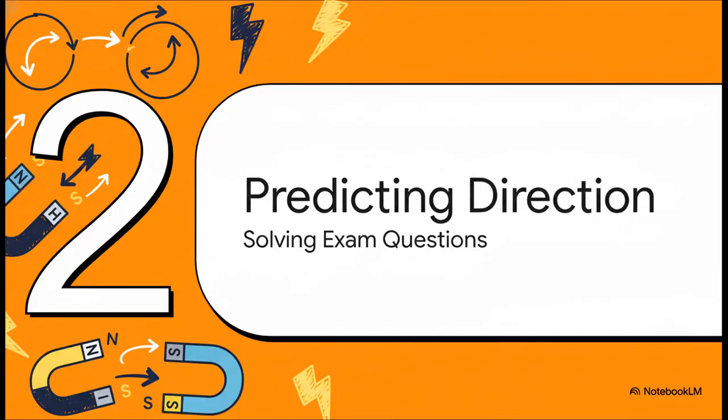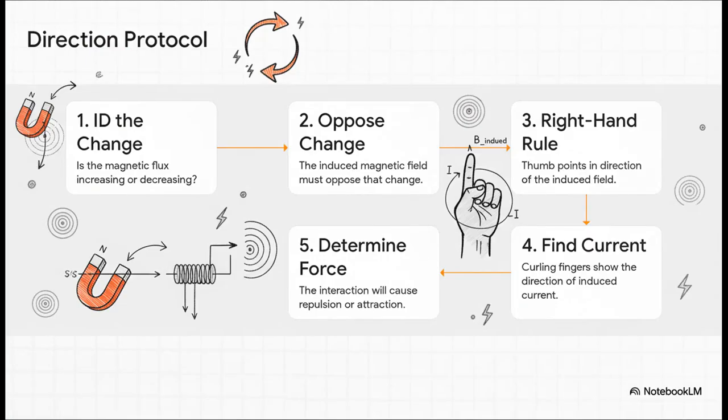Okay, so we know the current is going to oppose the change. But how do we figure out which way it's actually going to flow? Anti-clockwise, clockwise? Let's build a simple step-by-step protocol to nail this every single time on an exam. Here it is, our 5-step protocol. Let's walk through it. Step 1. Just identify the change. Is the magnetic flux getting stronger or weaker? Step 2. Apply Lenz's opposition. So if the flux is increasing, the new induced field will point in the opposite direction to fight it. If it's decreasing, the new field will point in the same direction to try and boost it.